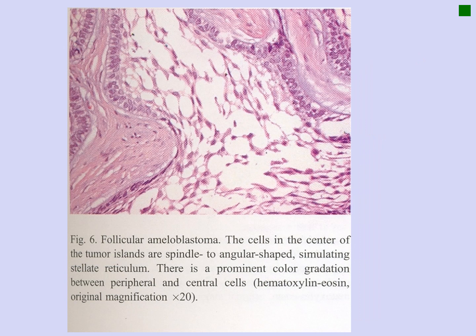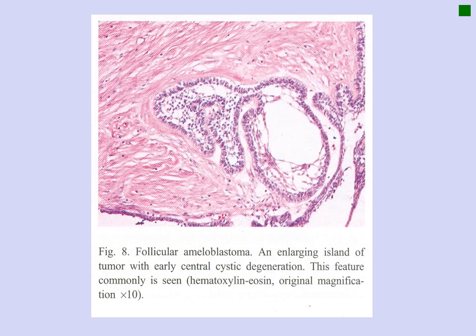As this follicle grows in size, centralized cyst formation takes place. The cells in the center of the tumor island in this picture are spindle to angular in shape, simulating stellate reticulum. There is prominent demarcation between peripheral and central cells, and this whitish area you're seeing eventually leads to bigger cyst formations. This is central cystic degeneration, which is commonly seen in follicular ameloblastoma. I hope you understand what I'm trying to explain, because if you understand this particular arrangement, you will be able to understand all the other ameloblastomas.